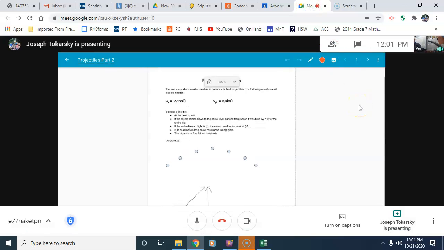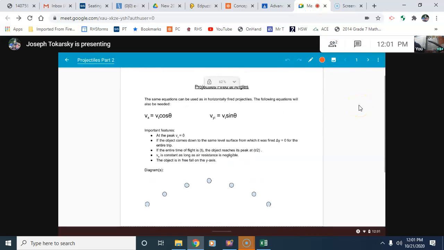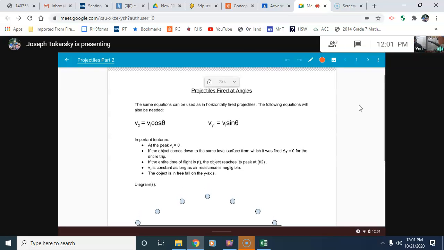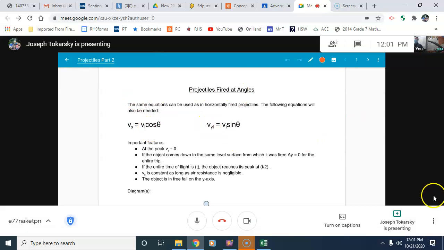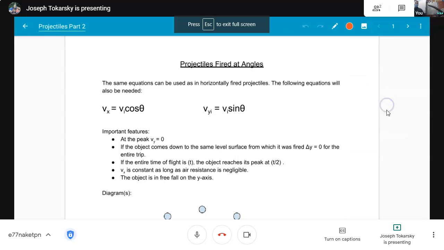Okay, so I have a set of notes set up similarly to the last one, but this is going to be specific for projectiles fired at angles. So there's the two formulas that we just derived, right? And just another little note about them.